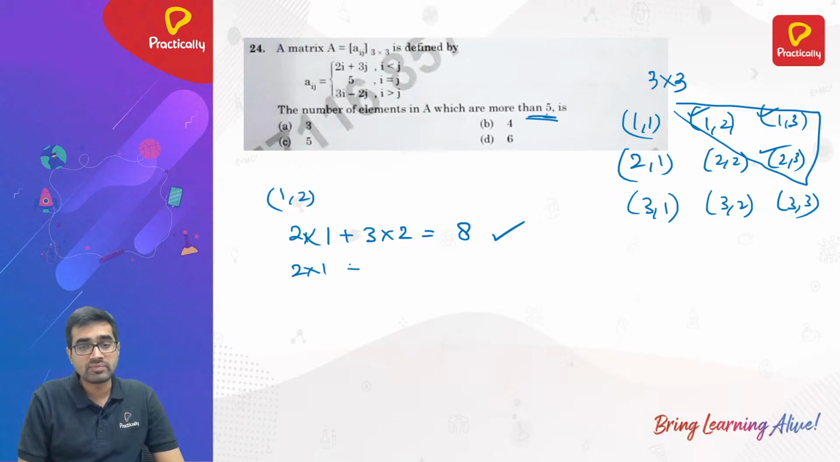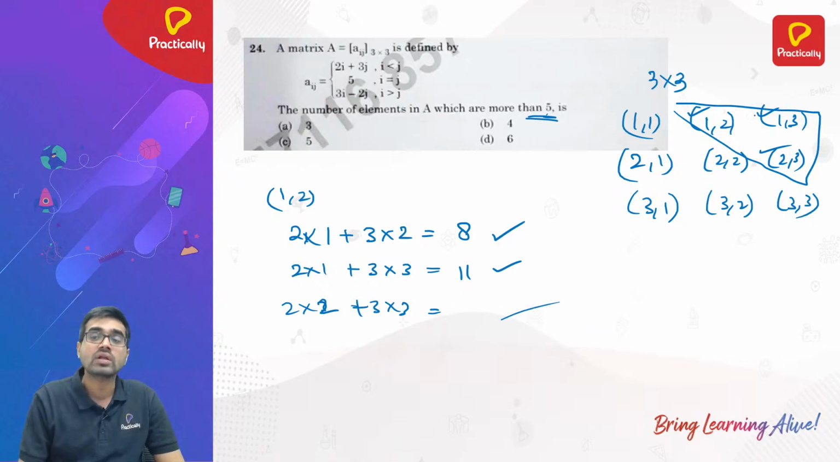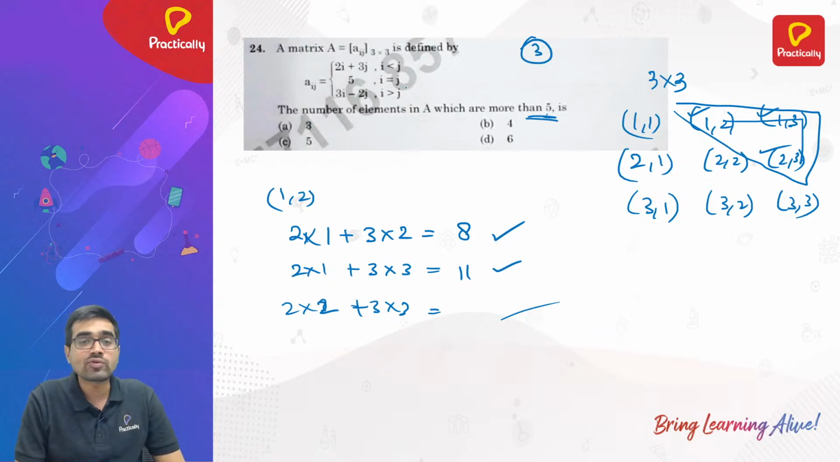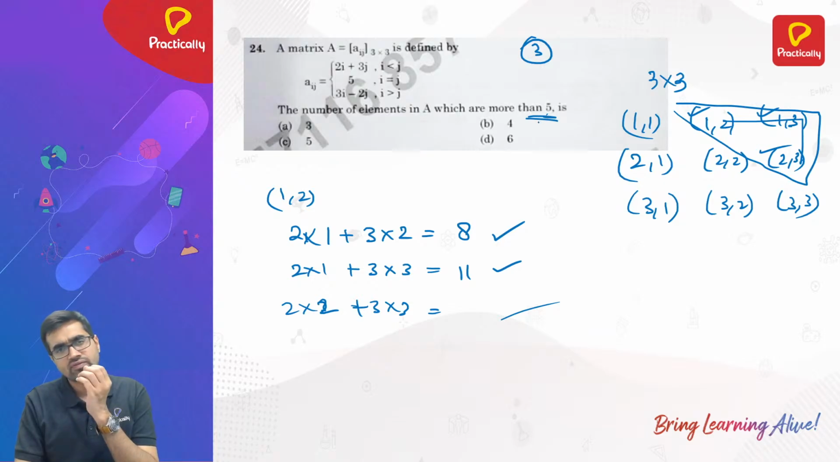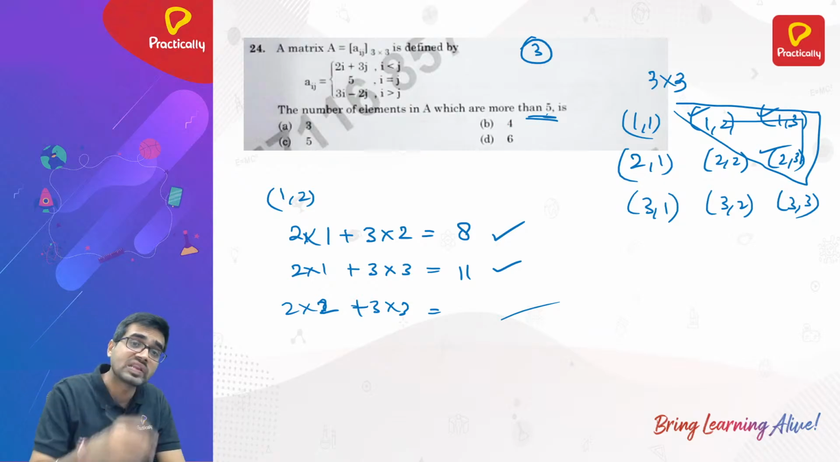Then we can only take 1,3. So 2 times 1 plus 3 times 3. So now we'll get 9 plus 2, 11. Done. Then 2 times 2 plus 3 times 3. Whatever it will be, more than 5 for sure. Leave. I'm not solving now. These three values will give us 3 values. Done. i equal to j, always it is 5. I don't care. So it is not more than 5. Leave it. What is left?